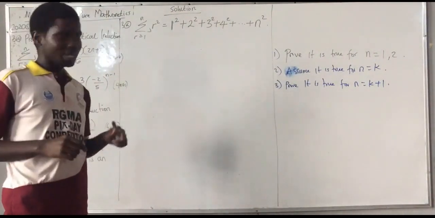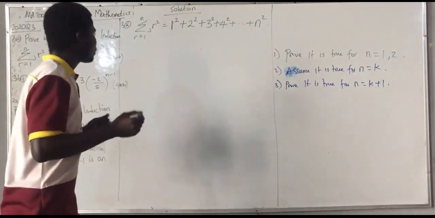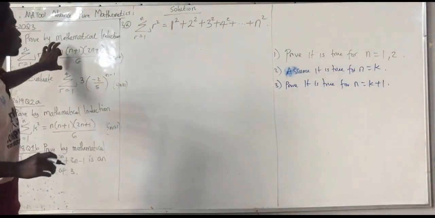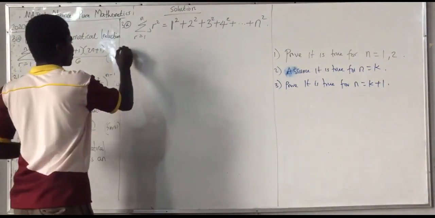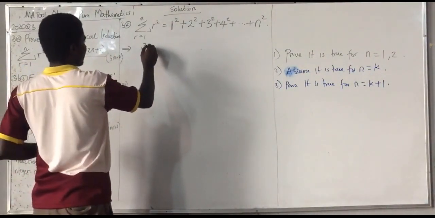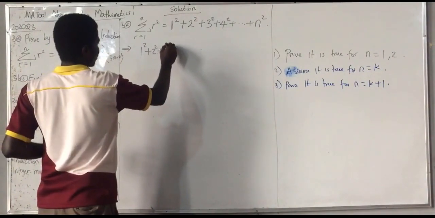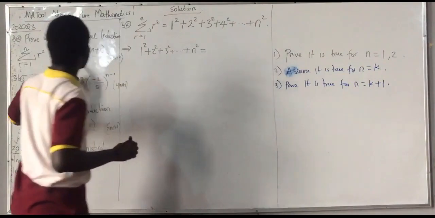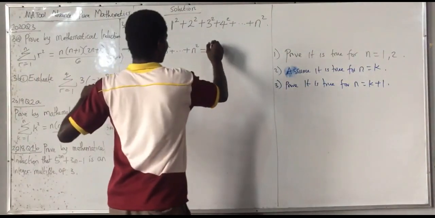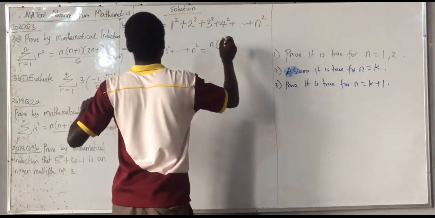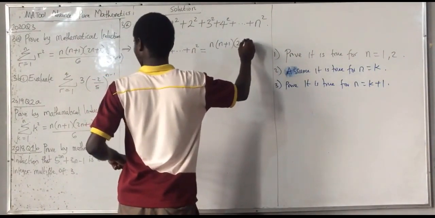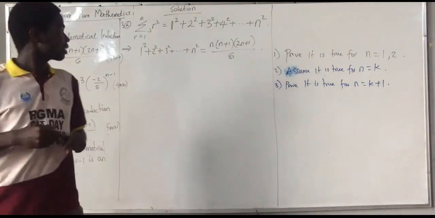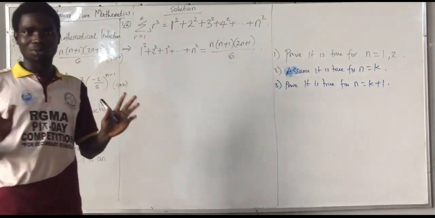Right? Now, what do they mean by that? So we want to prove by induction. We want to prove that all these things here are equal to this. That is, in other words, we want to prove that 1 squared plus 2 squared plus 3 squared, and it goes on like that till n squared, is equal to n plus 1, 2n plus 1 over 6. Right? That is what we want to prove. That is what we have.